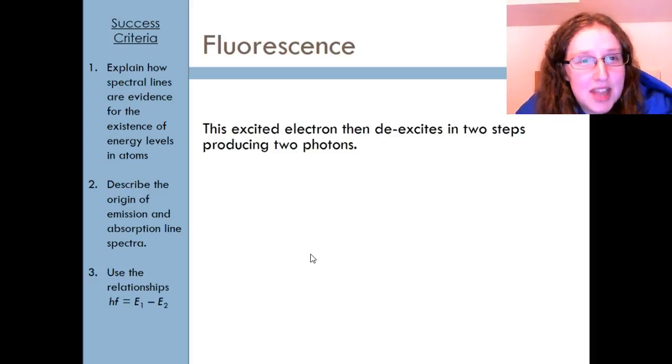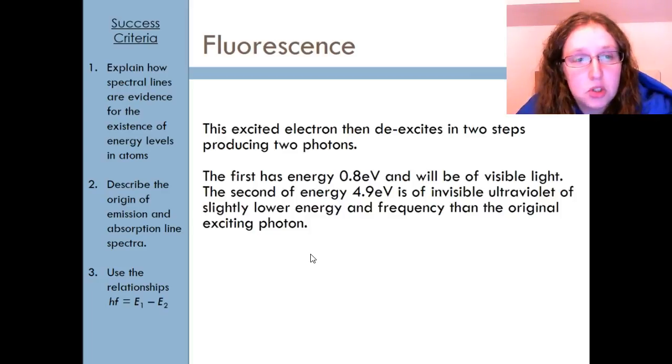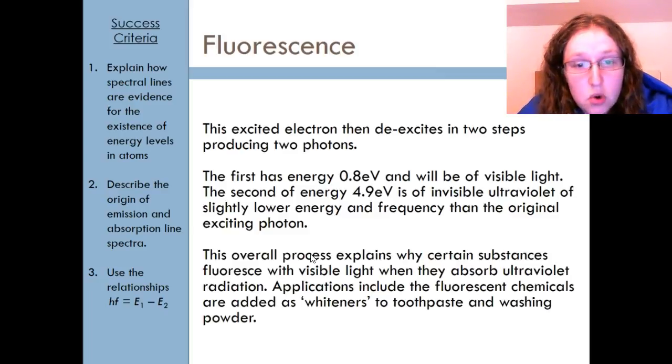So basically what I'm saying is that in this instance, the excited electron de-excites in two steps, which produce two photons. One was visible light, the second would be UV, just at a slightly lower frequency than the original. So basically I've been able to take a substance which has absorbed UV and then emitted visible light. So these are basically examples of fluorescent chemicals, things that can take in the bit of light we can't see, then emit light we can see.